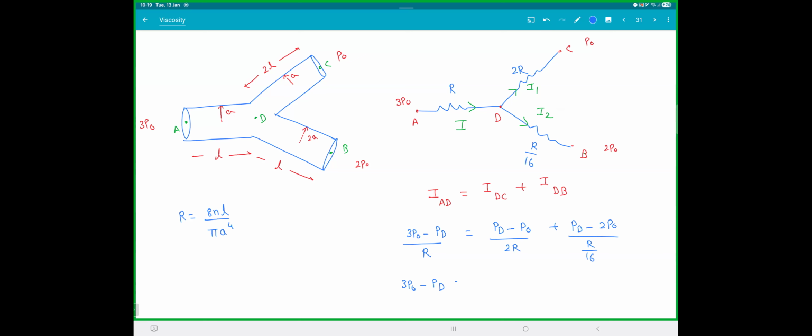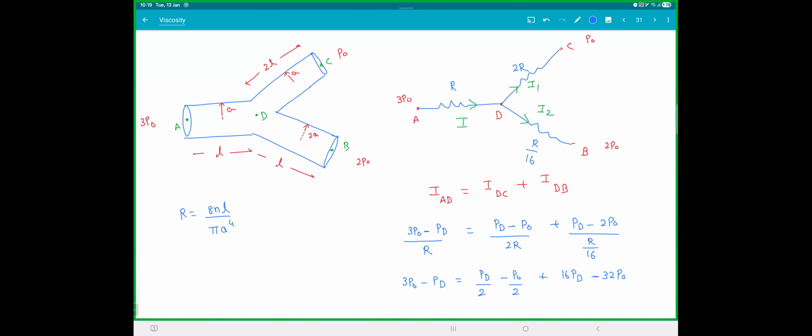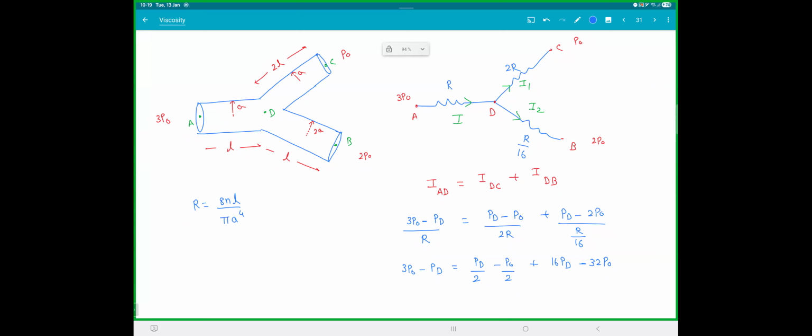3P naught minus PD is equal to PD by 2 minus P naught by 2 plus 16 PD minus 32 P naught. Bring all PDs to one side and P naughts to one side. That would be 32 plus 3, 35, plus half, 71 P naught by 2 is equal to PD's coefficient, 17 plus half. 17, 34, 35. So PD will be 71 by 35 P naught.